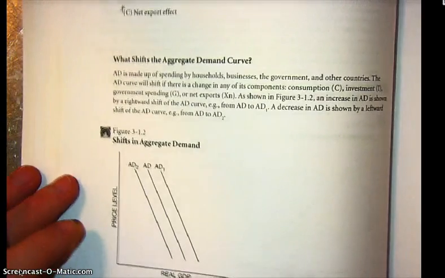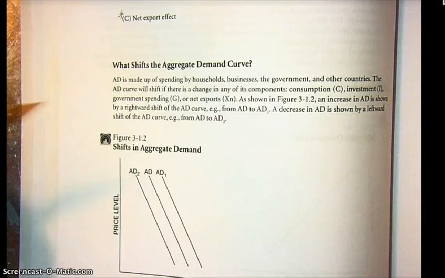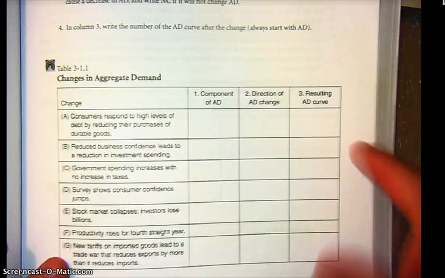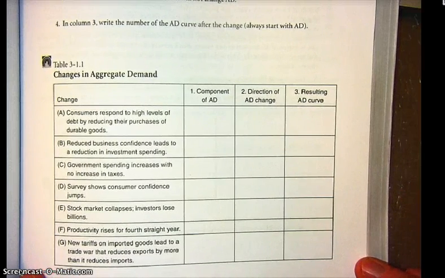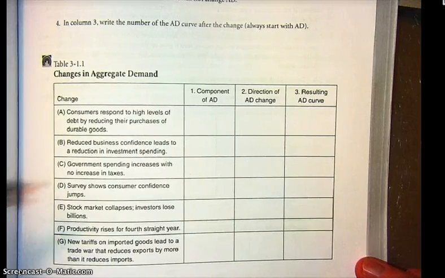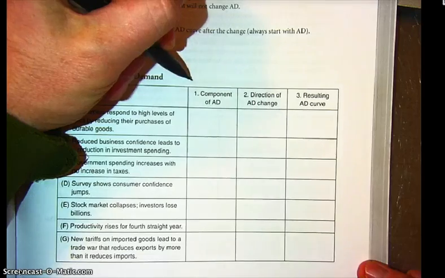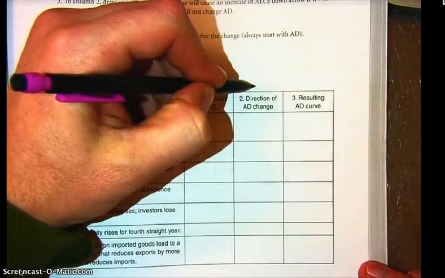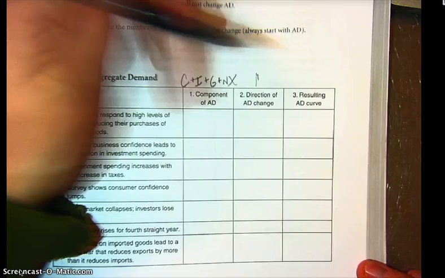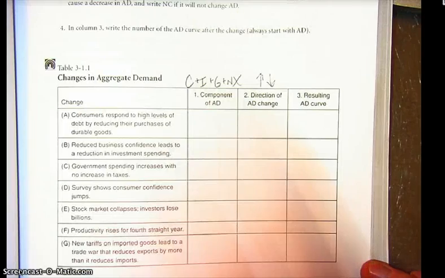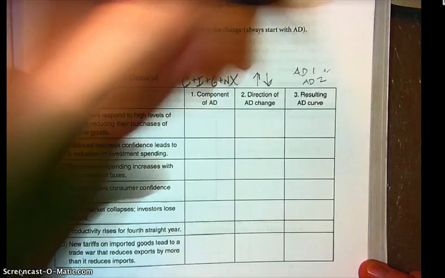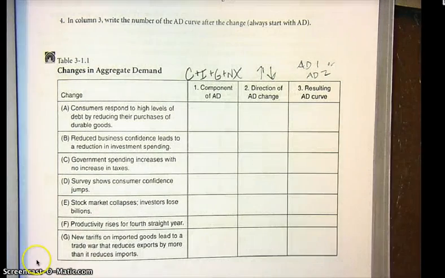Then basically it shows you how aggregate demand can shift, and there's going to be a chart in which you are supposed to explain what happens. So let's go to that chart. So again, we've done this type of activity before when we were just learning basic demand. And what they want you to do is describe which component of aggregate demand is affected by the scenario. Is it C? Is it I? Is it G? Or is it NX? Which direction is it going to change? Is it an increase or a decrease? And it asks you for the resulting curve. So is it AD1 or AD2, or does it stay the same, right? Because they could throw a scenario at you where it doesn't change.